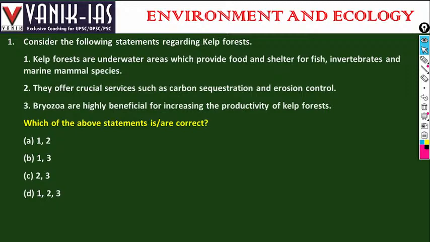Consider the first question. Consider the following statements regarding kelp forest. Kelp forests are underwater areas which provide food and shelter to fish, invertebrates, and marine mammal species. They offer crucial services such as carbon sequestration and erosion control. Bryozoa are highly beneficial for increasing the productivity of kelp forest.